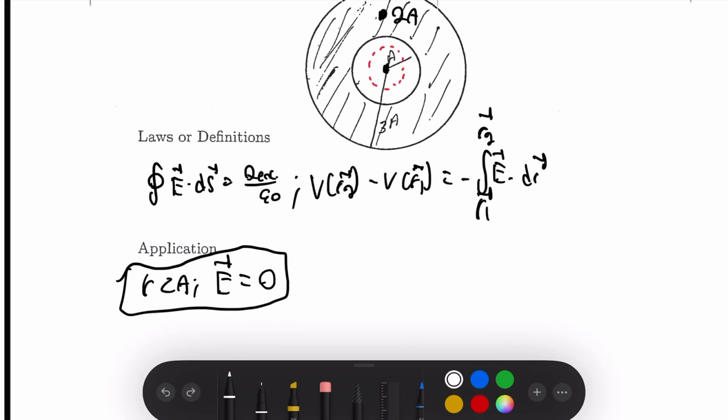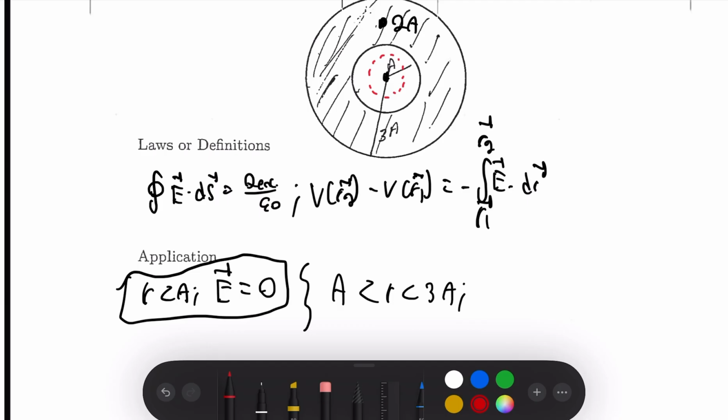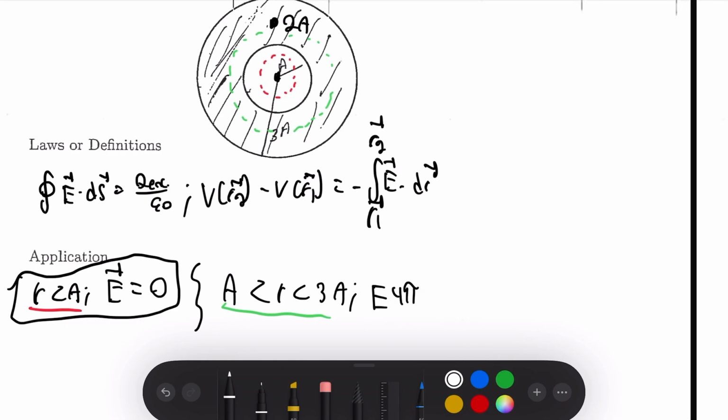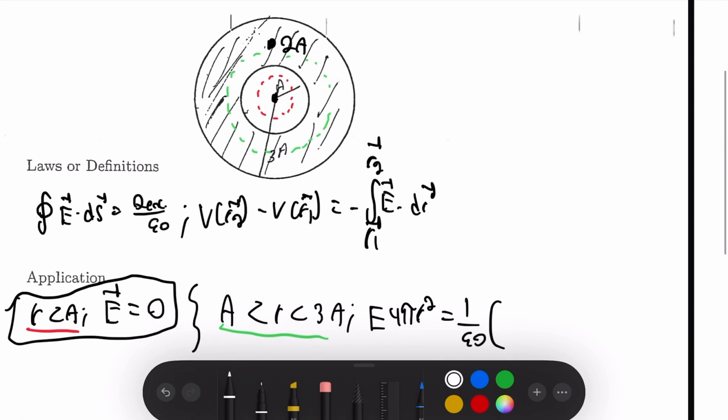So now, what if we're in between A and 3A, which means my Gaussian surface will be, this was red, it's going to be in green. So I'm in here now. So now I am inside where the charge is contained, so it's not going to be 0. So it will be the electric field, right, treated as a constant, times the area of my Gaussian surface, which is a sphere, which is 4 pi r squared, is equal to, or is typically equal to, Q over epsilon naught.